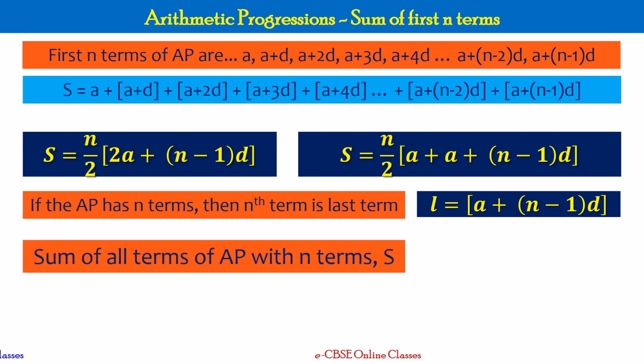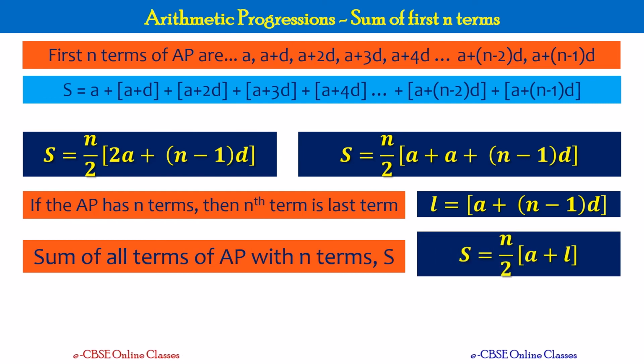So the sum of all terms of an arithmetic progression with n terms will become S equal to n by 2 times A plus L, because we are substituting A plus n minus 1 into D simply by L. So n by 2 times first term plus last term will be equal to the sum of all the terms in the arithmetic series that has only n terms there. Okay, please remember all these formulae, and we'll be working some exercise problems in the coming videos.